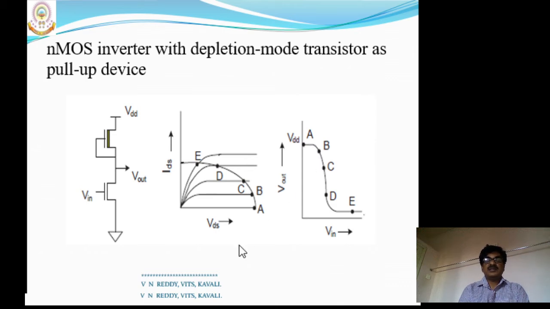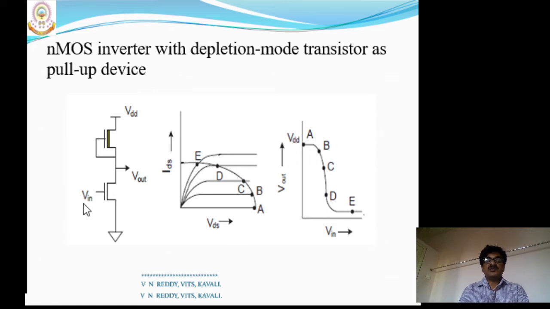So in the first case, the input is applied as a logic 0, and we get a high output voltage. That high output voltage is considered as logic 1. So inverter operation is satisfied.